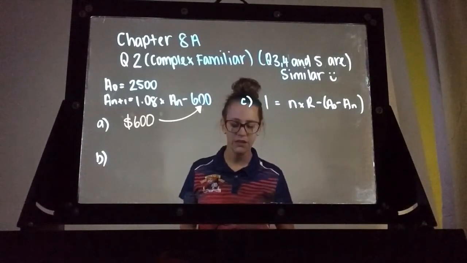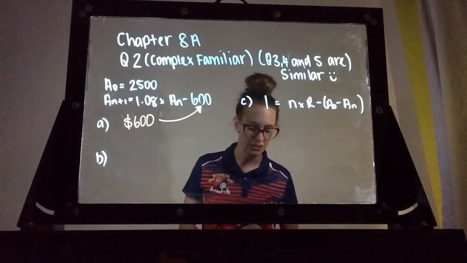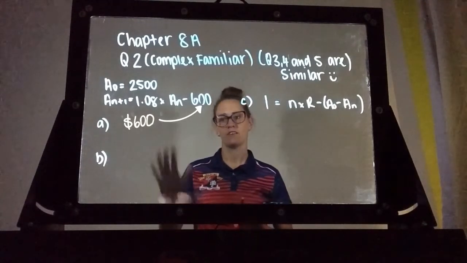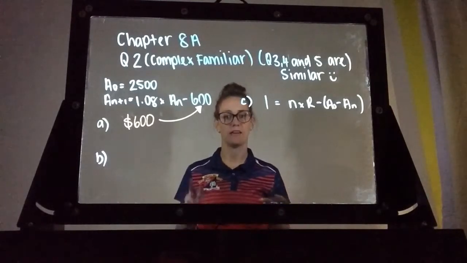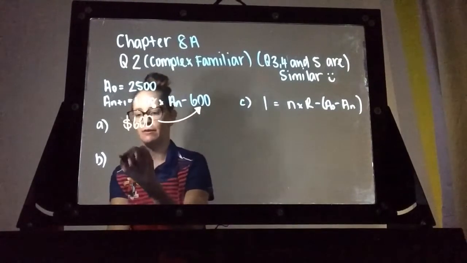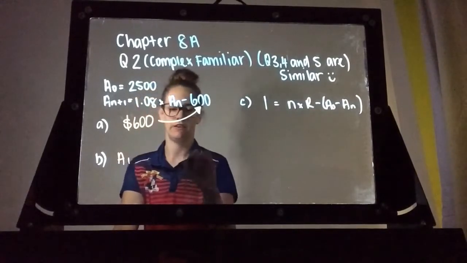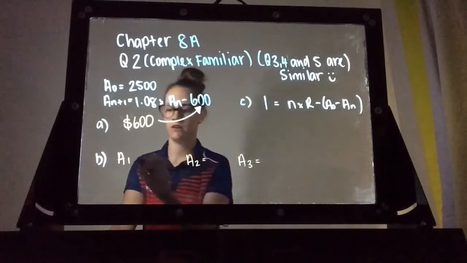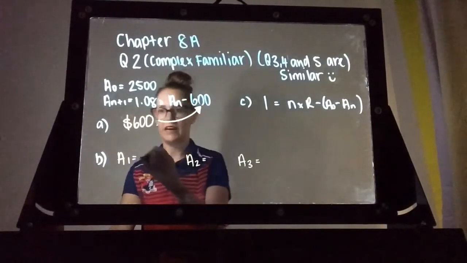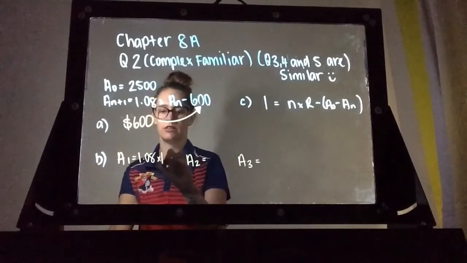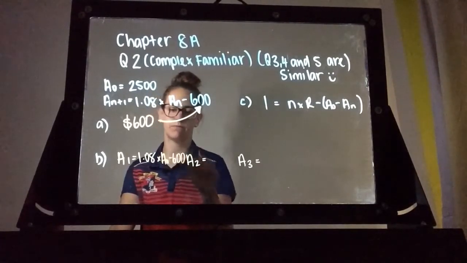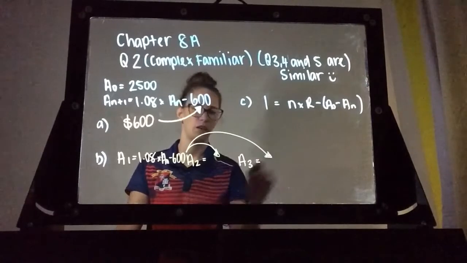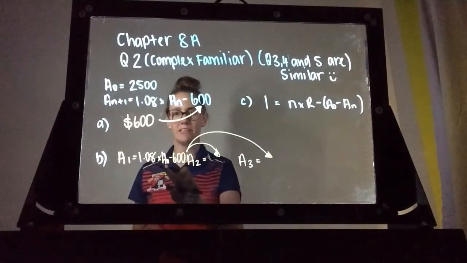Part B says use calculator recursion to determine how much is still owed on the loan after 3 repayments have been made. So we need to use this formula to work out how much is owing after 3 payments. So realistically, I'm going to have A1, A2 and A3. Now I'd be using the same formula for each, so 1.08 times An take 600, similar here and similar here. The only thing that will be changing for each of them is this An value.